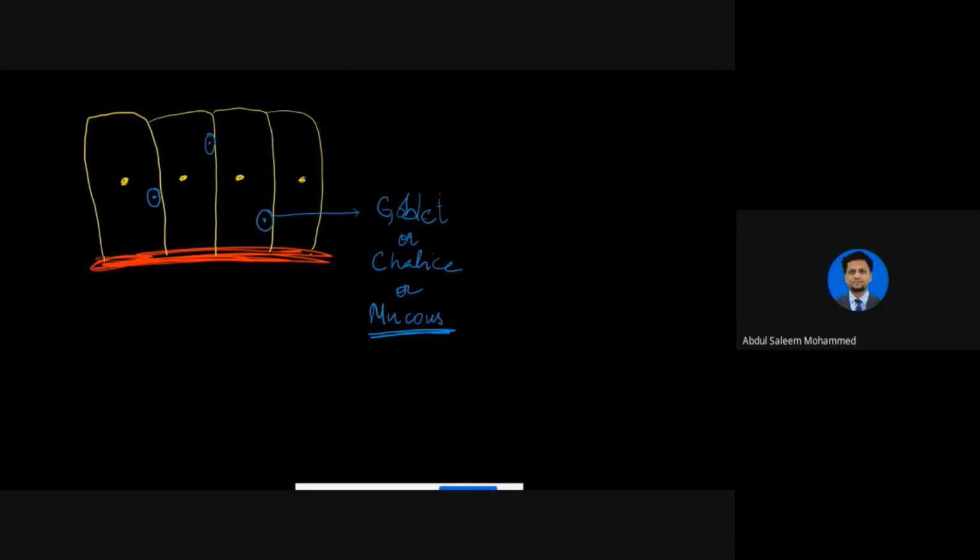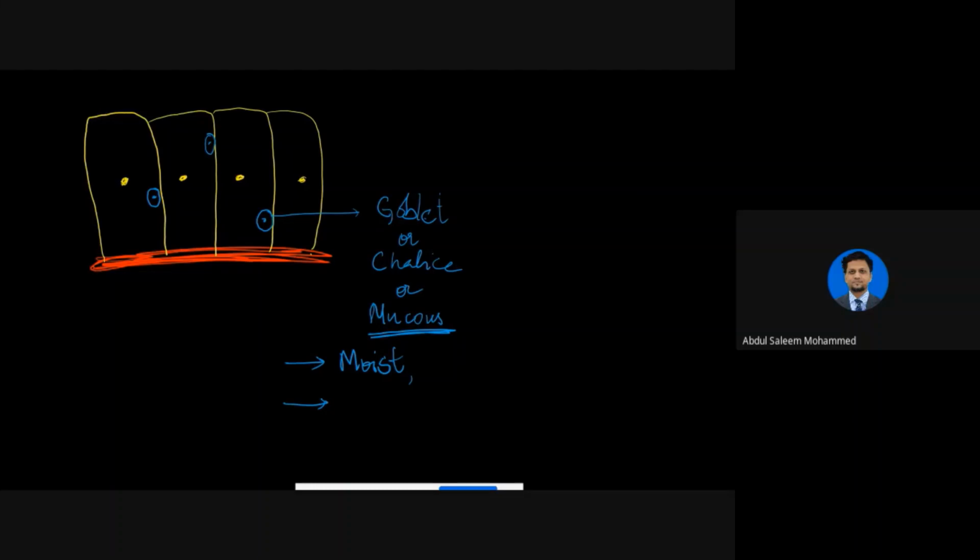They secrete out mucus. What is mucus? Mucus is a jelly-like fluid which is released by these cells. And this mucus keeps the surface, the surrounding surface or the lining of the different parts moist. So mucus is used as a moist fluid. It moisturizes the linings of the different parts. So we can expect this fluid in the different parts.